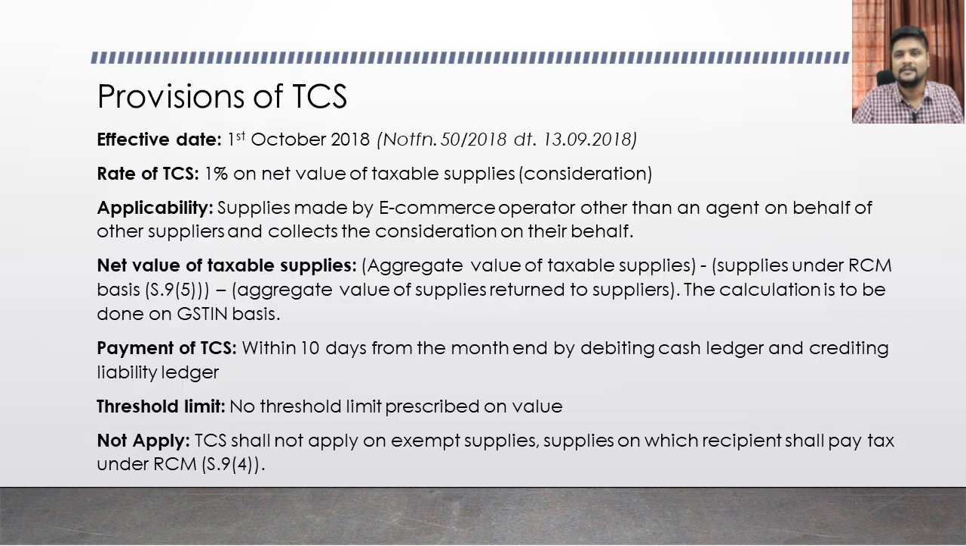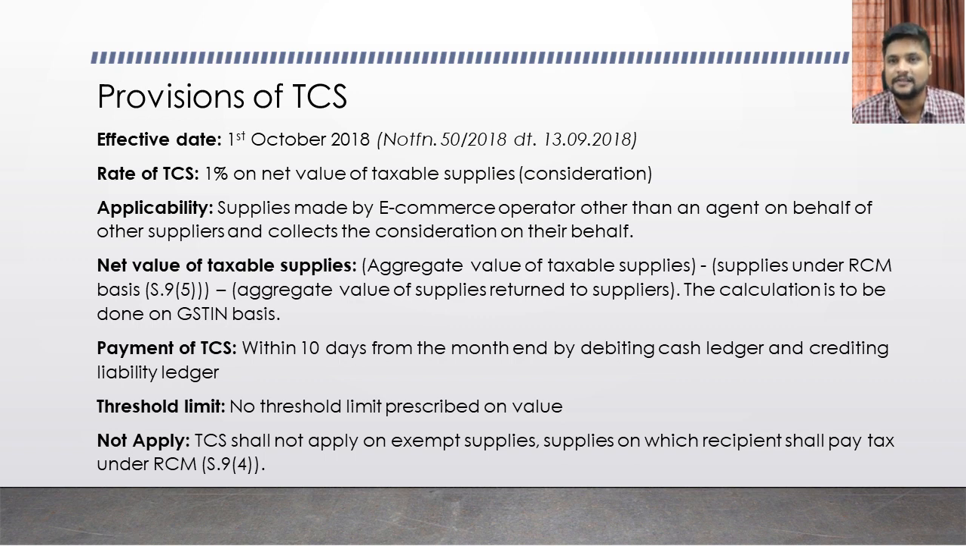Let us now discuss the provisions of TCS. Similar to TDS, the TCS provisions are also applied through the same notification with effect from the same date. The effective date is 1st of October 2018. The notification is the same notification which we discussed for the TDS provisions. The rate of TCS is 1%. TDS is 2%, TCS is 1%.